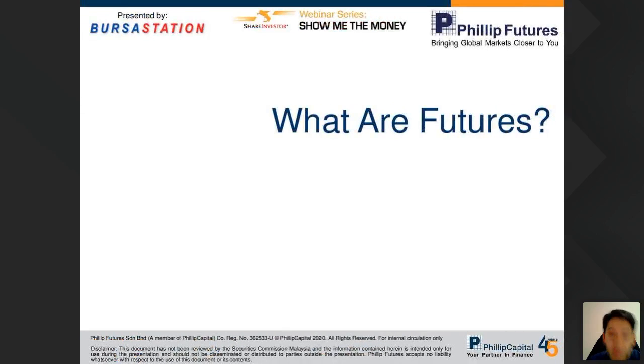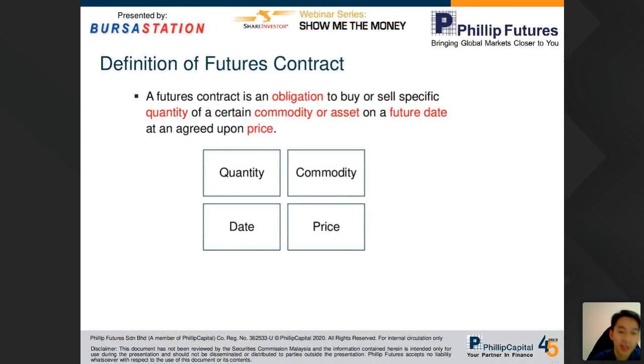Okay, what are futures? Let me give you an operational definition of a futures contract. A futures contract is an obligation to buy or sell a specific quantity of a certain commodity or asset on a future date at an agreed upon price. This definition seems quite long, but actually there are a few main elements in a futures contract. All you have to know is what the quantity is, what the commodity is, what the date is, and what the price is.